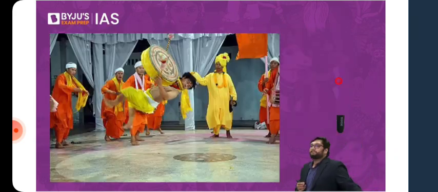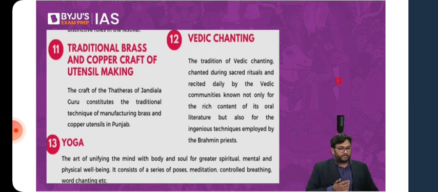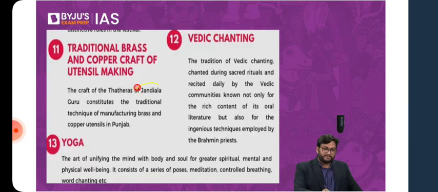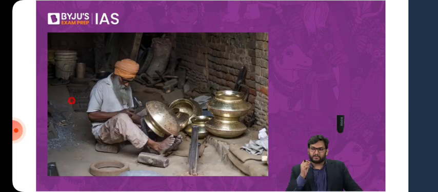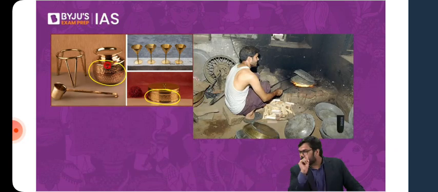Now, the next set is one community which comes out of Punjab. They are called the Thatheras of Jandiala Guru. Jandiala Guru is a place in Punjab where they make very specific brass. Have you for sure seen this brass object which has small dimples on it? This dimpling of brass is a very specific thing which comes from Jandiala Guru.